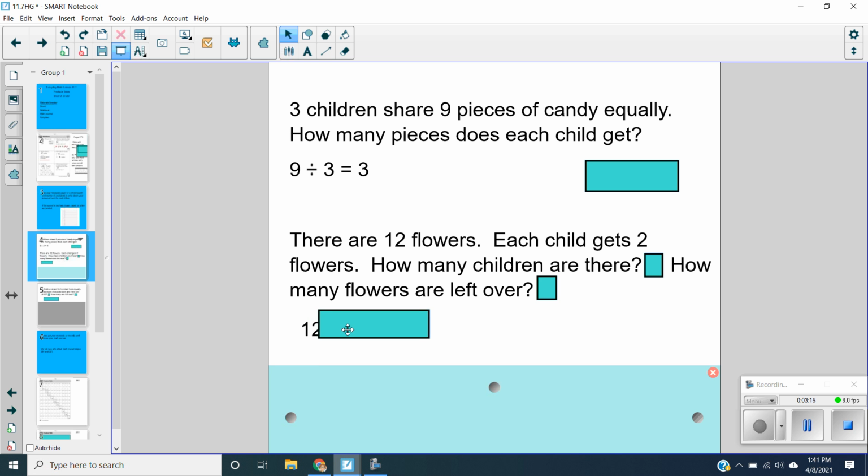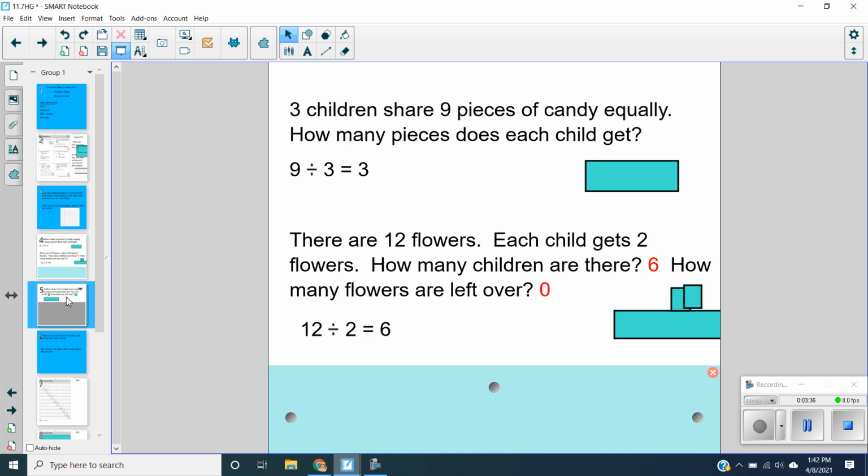So for this one, I'm starting with 12 and I'm dividing 12 by 2. So I'm cutting 12 in half. So I know that there are 6 children and 6 times 2 does equal 12. So I wouldn't have anything left over. So there would be no remainder for this one. We'll try a few more like this.